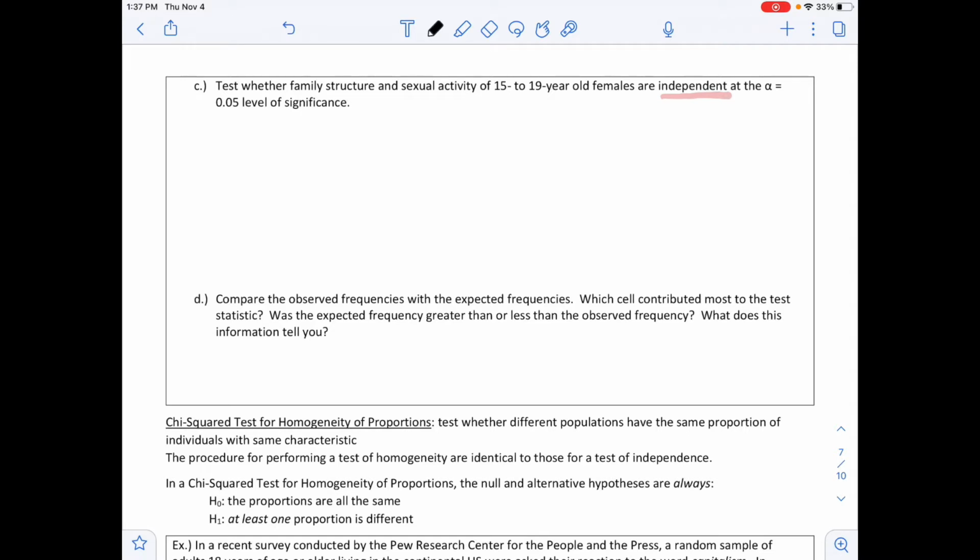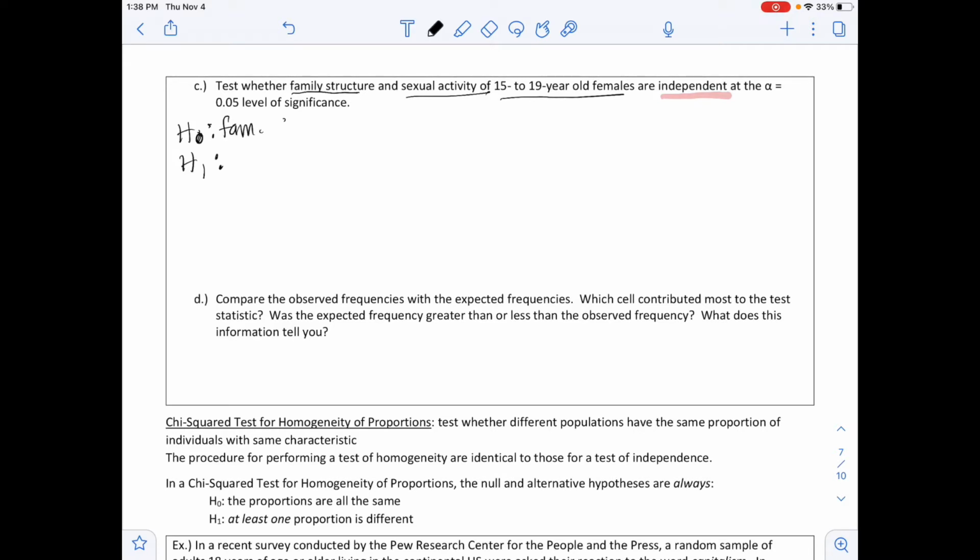Also make sure that whenever you do testing, you need to list your null and your alternative. Again, the null is that those variables are independent, and we need to use the correct problem terminology to write our null and alternative. The two variables that we have are family structure and sexual activity of females between the ages of 15 to 19, and they are independent for the null, and dependent for H1.